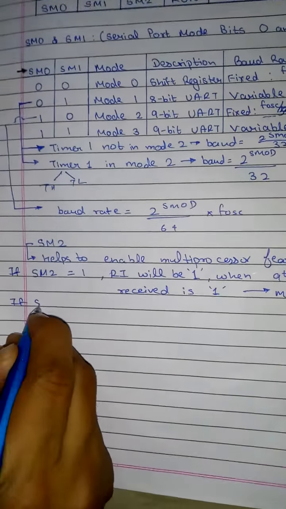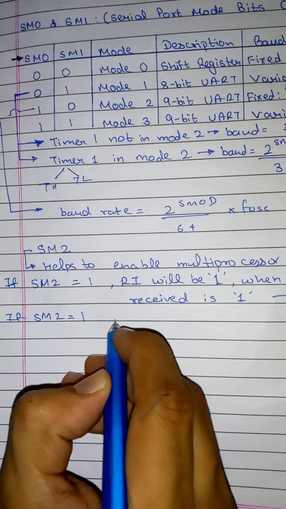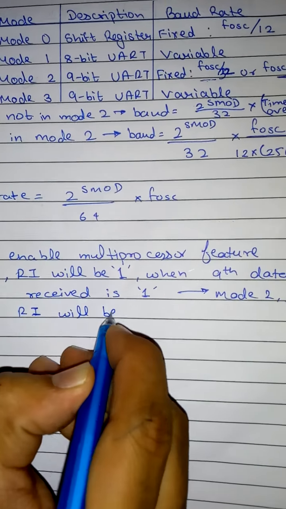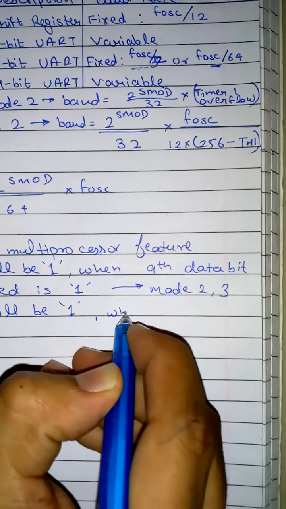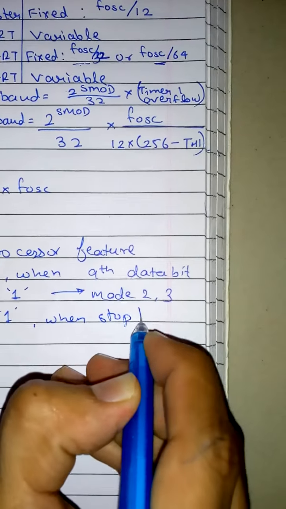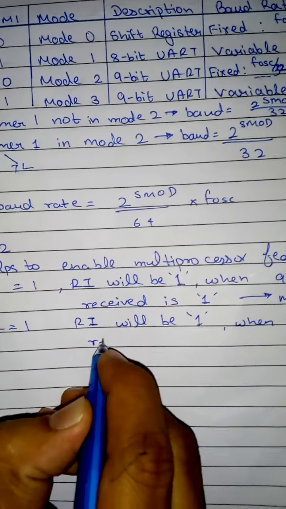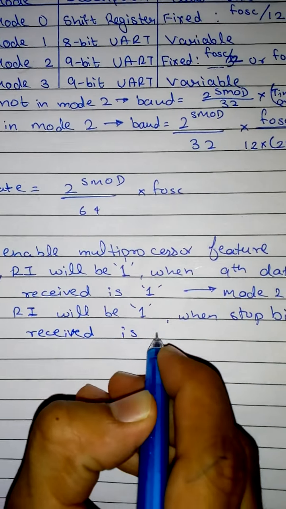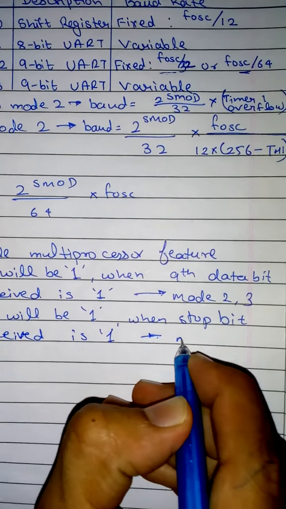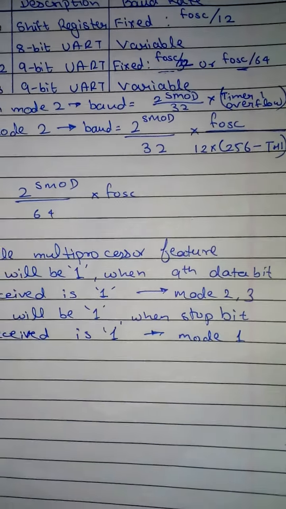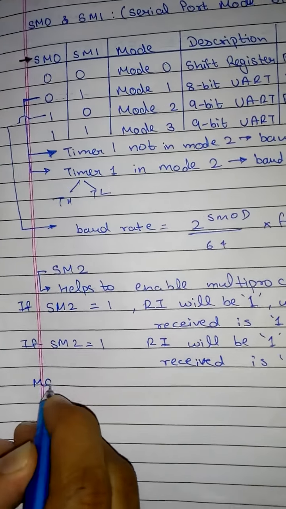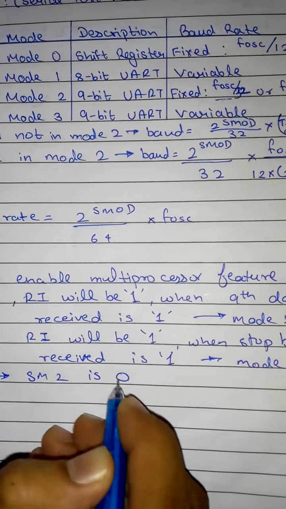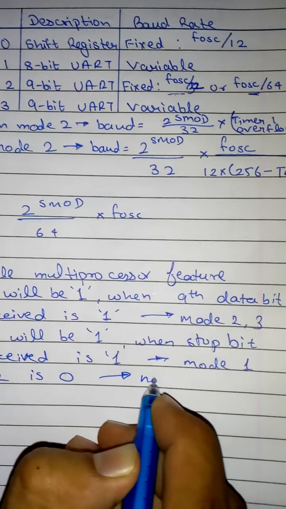Now in mode 1, if SM2 is equal to 1, RI will be 1 when the stop bit received is 1. And in mode 0, SM2 is 0. This means it is not used.